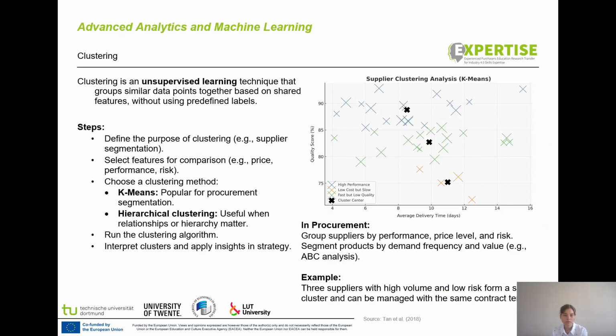Clustering is an unsupervised learning method that groups similar items together without predefined labels. In procurement, we might cluster suppliers based on metrics like performance, price, and risk. The most common method is k-means, which creates groups based on similarity, while hierarchical clustering shows how suppliers relate to each other. For example, if three suppliers have high volume and low risk, we can manage them under the same contract strategy. This helps tailor procurement actions to the unique characteristics of each group.